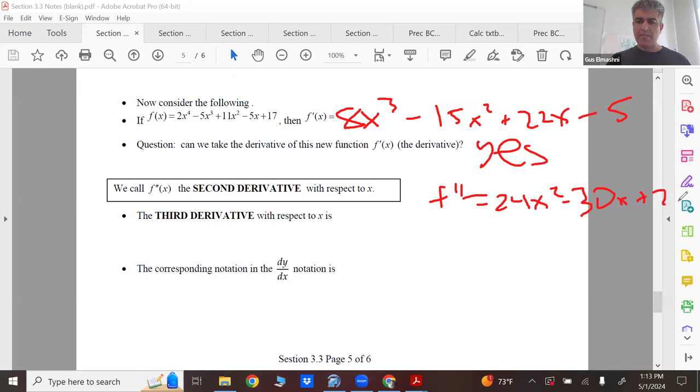It's not hard. Can I do it a third time? Sure, why not? We rarely do it three times though. That's incredibly rare. But there is notation for that one.